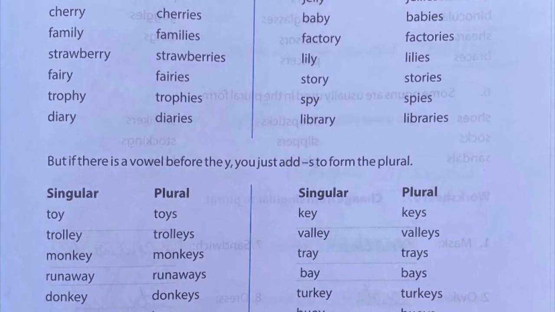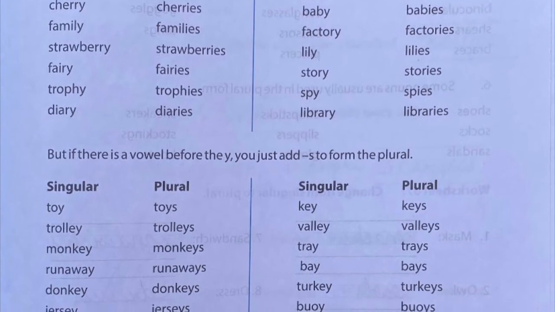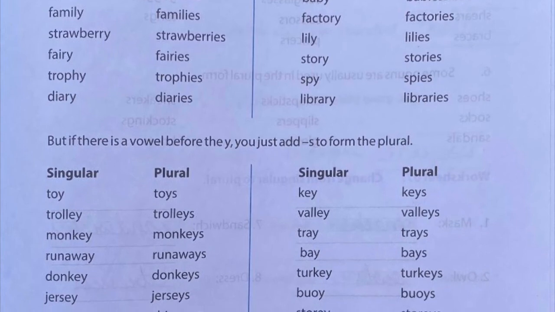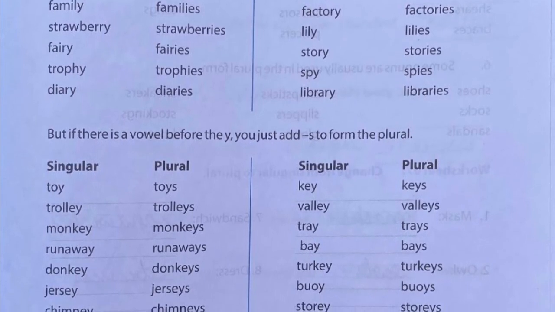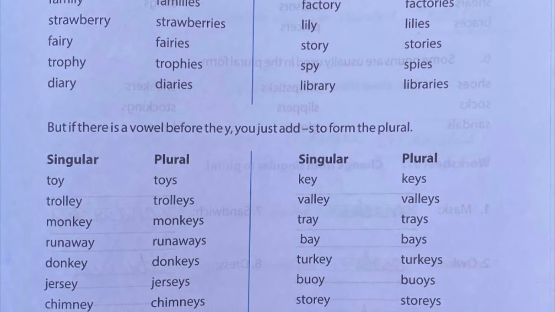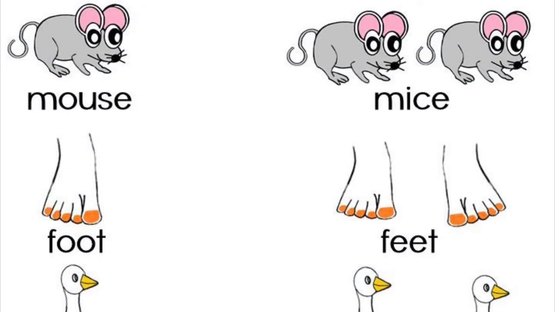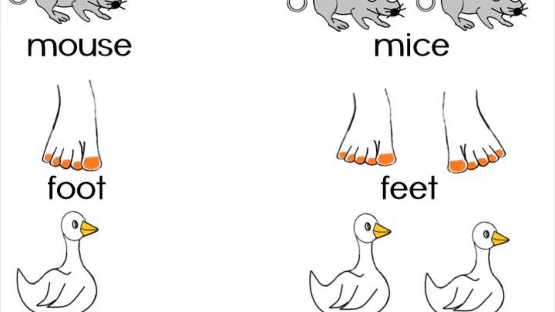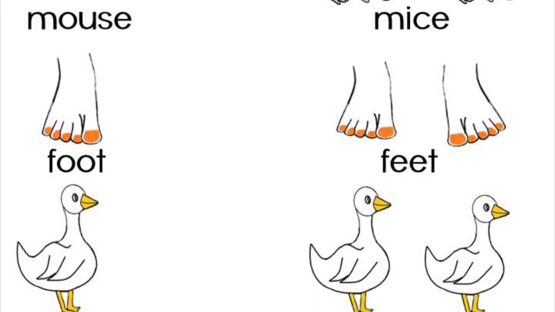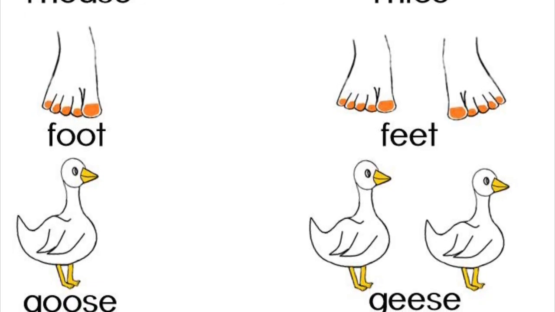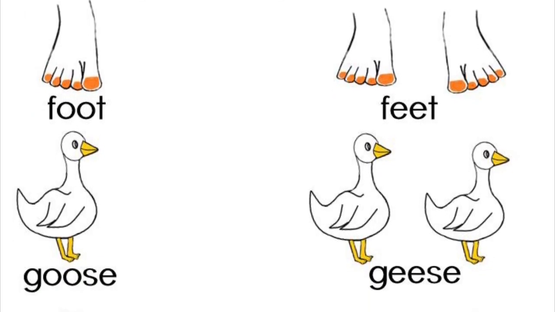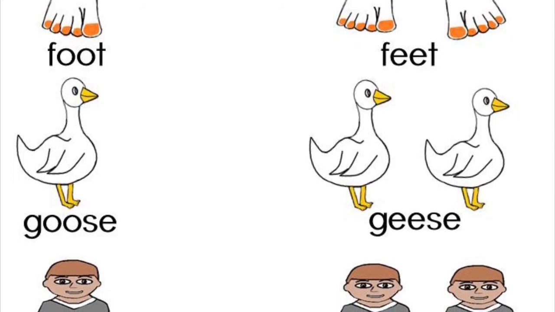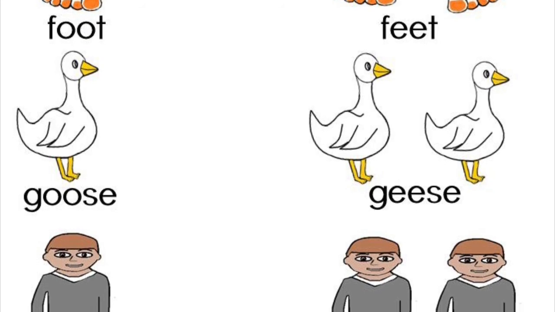Next, there are a few nouns which form their plural by changing the inside vowel of the singular. These are some irregular nouns. There is no specific rule which is followed by them. We just have to learn them specifically. Like mouse, mice. Foot, feet. Goose, geese. And next, man, men.